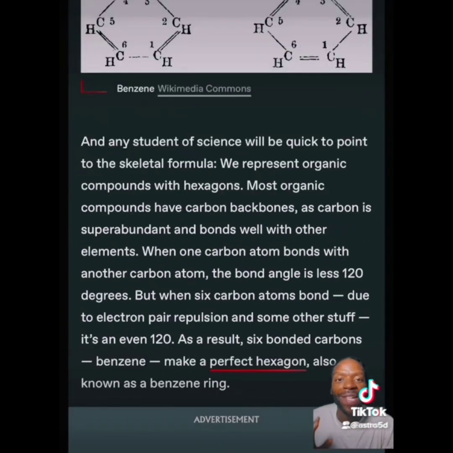Any student of science would be quick to point out the skeletal formula. We represent organic compounds with hexagons. Most organic compounds have carbon backbones, and carbon is super abundant and bonds well with other elements. When one carbon atom bonds with another carbon atom, the bond angle is less than 120 degrees. But when 6 carbon atoms bond, it's an even 120.